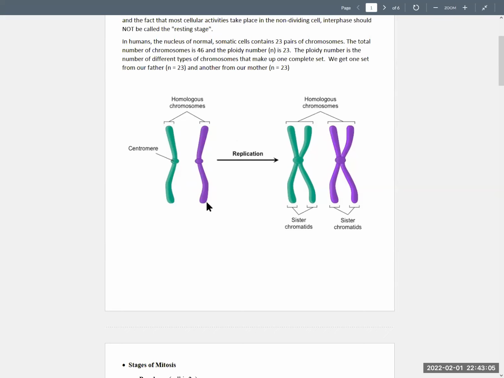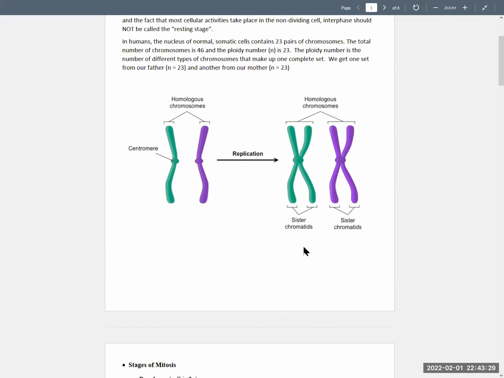Total of 46. There are 22 more pairs of chromosomes, 22 coming from your father, let's say, and the 23rd one that's already in our drawing. 22, 23. 23 and 23, 46. Okay.